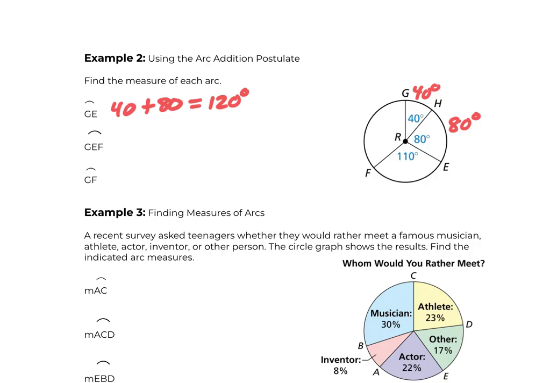Okay, math's not too bad. Hey, GEF, just follow the path of the letters. I'm going to start at E, go through G, and stop at F. GEF. And you might say, well, I went through H, how come we didn't say H? We don't need to say H. All we need is three letters. I could have also said GHF, and that would be the same arc, right? So you could name it either way.